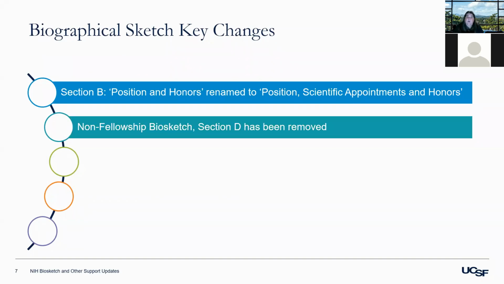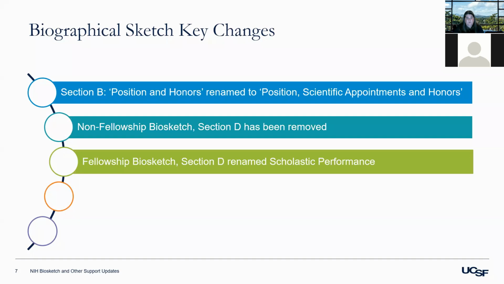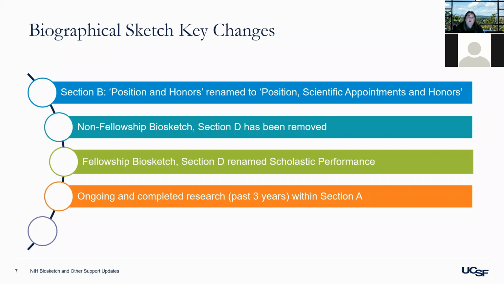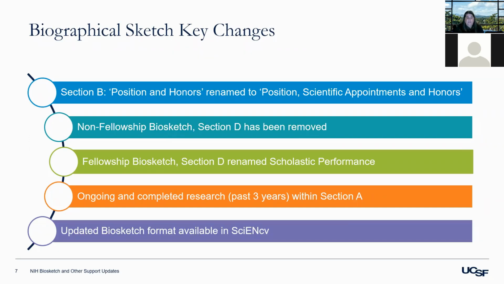For non-fellowship biosketches, they have removed Section D. That was the research support section. For fellowship biosketches, Section D has been renamed to Scholastic Performance. Before it was Scholastic Performance and Research Support. The ongoing and completed research for the past 3 years, which used to make up Section D, has now been moved to within Section A. And finally, they have the updated Biosketch format in Science CV.